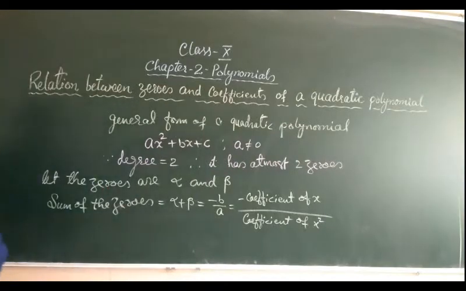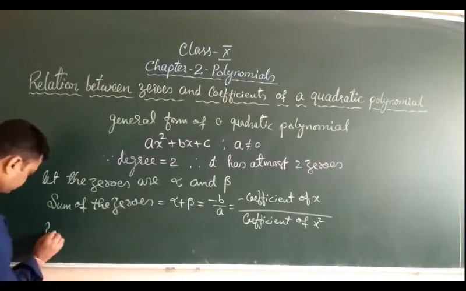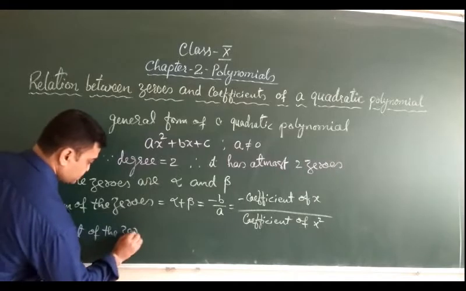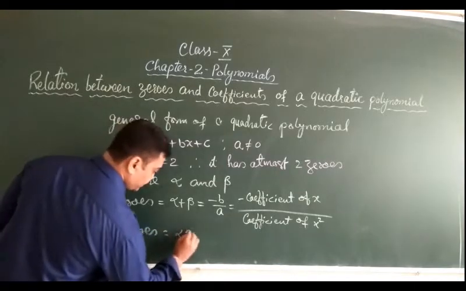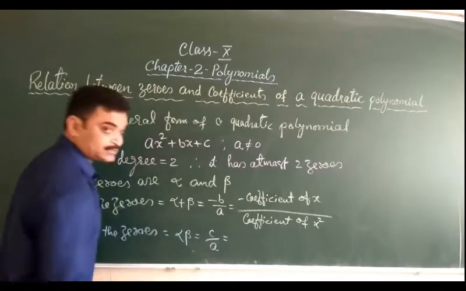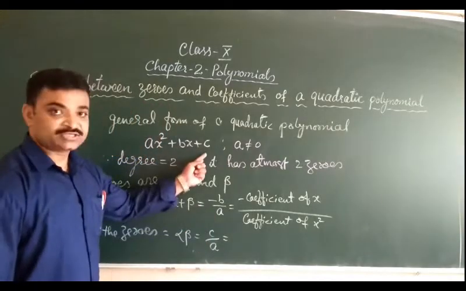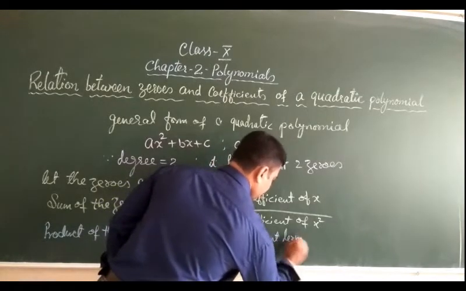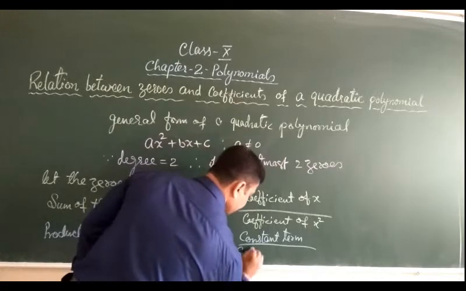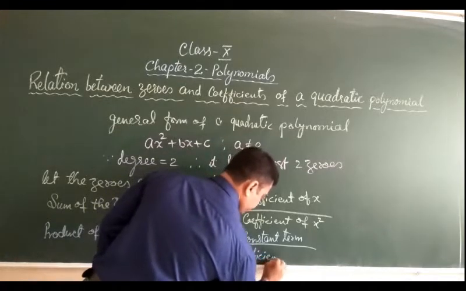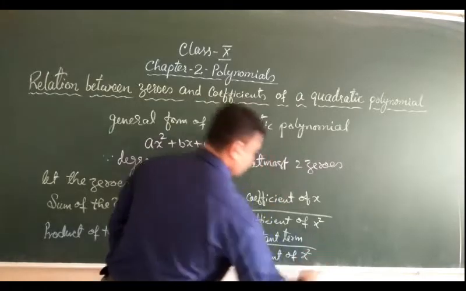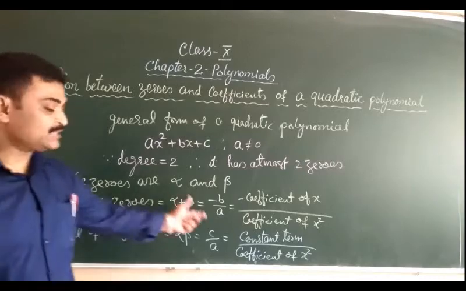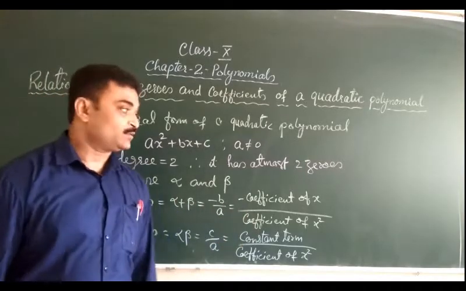And product of zeros, alpha beta, is equal to c upon a. C means constant term. So constant term upon coefficient of x square. Got it? So we will prove this relationship by taking an example.